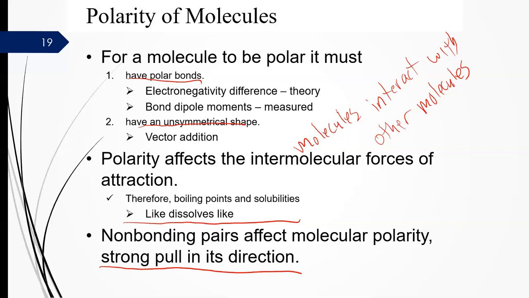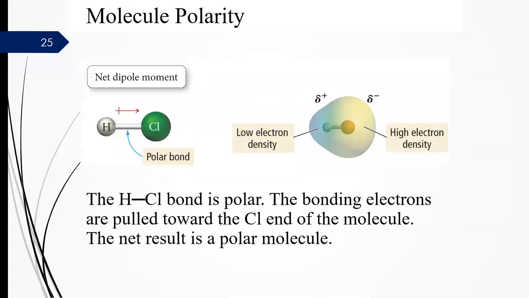So let's see what one of those looks like. Let's take HCl as an example. HCl is a molecule, and we can see that this bond between H and Cl is polar. This is going to be our partial positive. This is going to be our partial negative. So the bonding electrons are pulled towards the chlorine end of the molecule. And so as an entire unit, we can see that there's this draw towards the chlorine side.